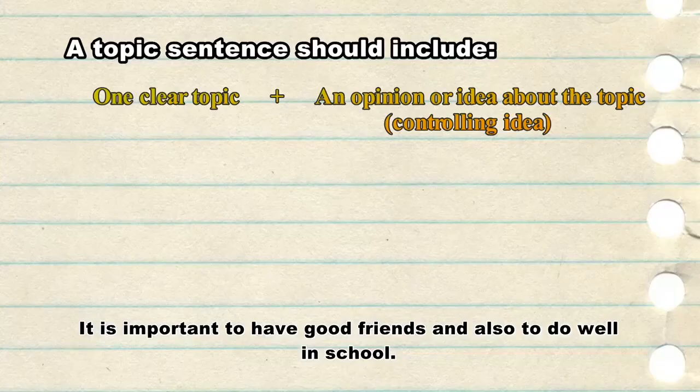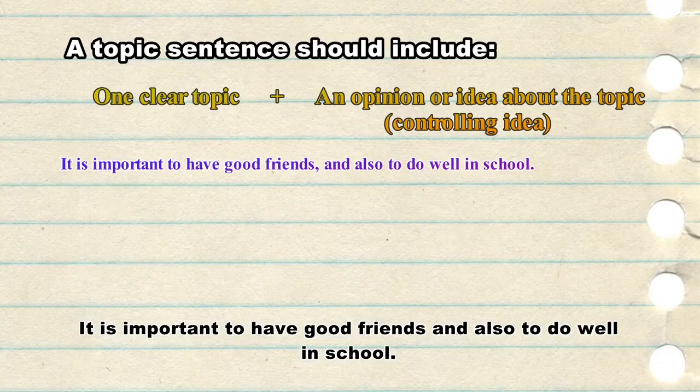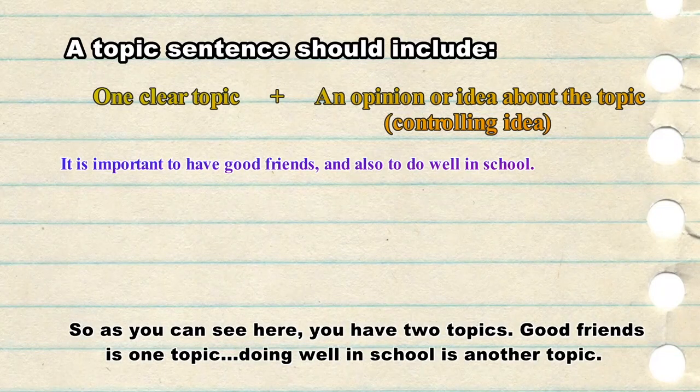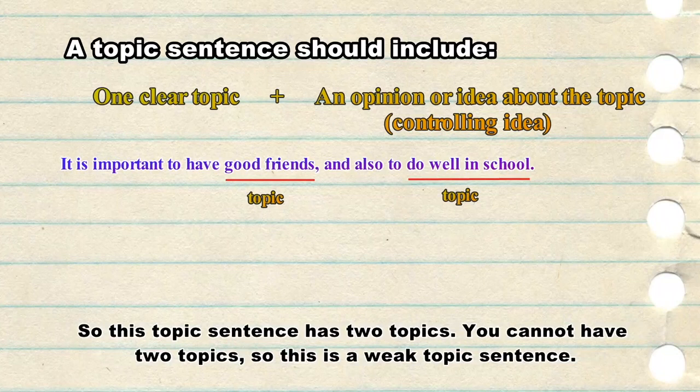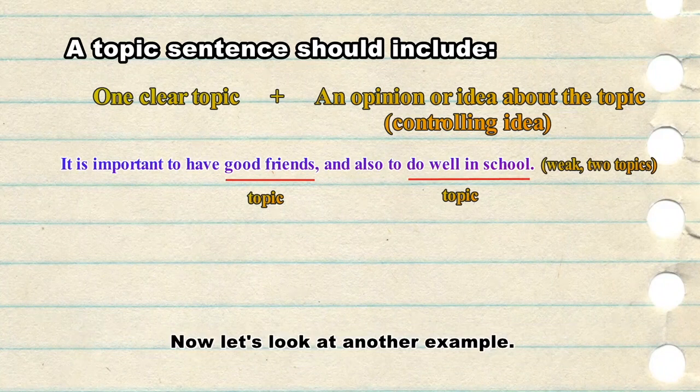It is important to have good friends and also to do well in school. So as you can see here, you have two topics. Good friends is one topic. Doing well in school is another topic. So this topic sentence has two topics. You cannot have two topics. So this is a weak topic sentence. Now let's look at another example.